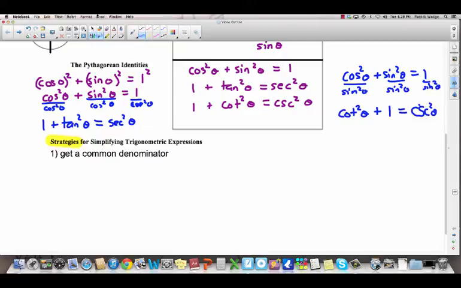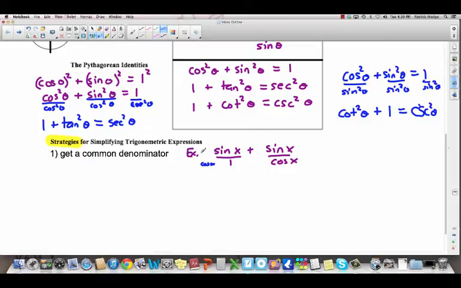Strategy 1, get a common denominator. So for example, if we had something like sine x plus sine x over cos x, and we wanted to simplify this, one way you might do this is to get a common denominator. In the second expression you have a denominator of cosine x. What's the denominator here? It's 1. Just like with regular fractions, the lowest common denominator of 1 and cosine x would be cosine x. What do you have to multiply this 1 by to get cosine x? You need to multiply by cosine x.